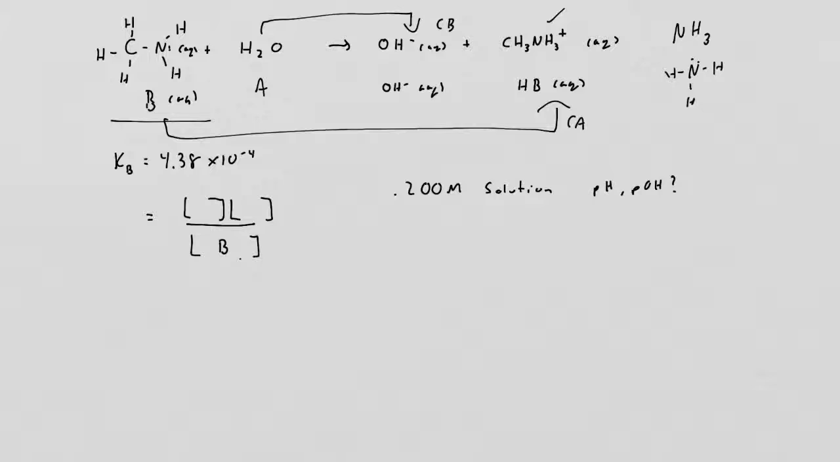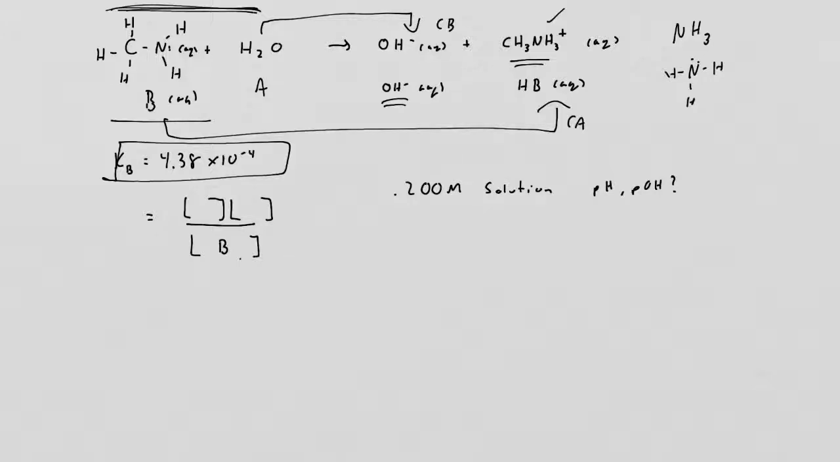Now the Kb for this thing is 4.38 times 10 to the minus 4. And what that indicates is that the equilibrium lies pretty much to the left-hand side. This is a weak base, okay? Right, so the hydroxide is a much stronger base than methylamine, right? And HB, which is this stuff here, is a much stronger acid than water is, all right?